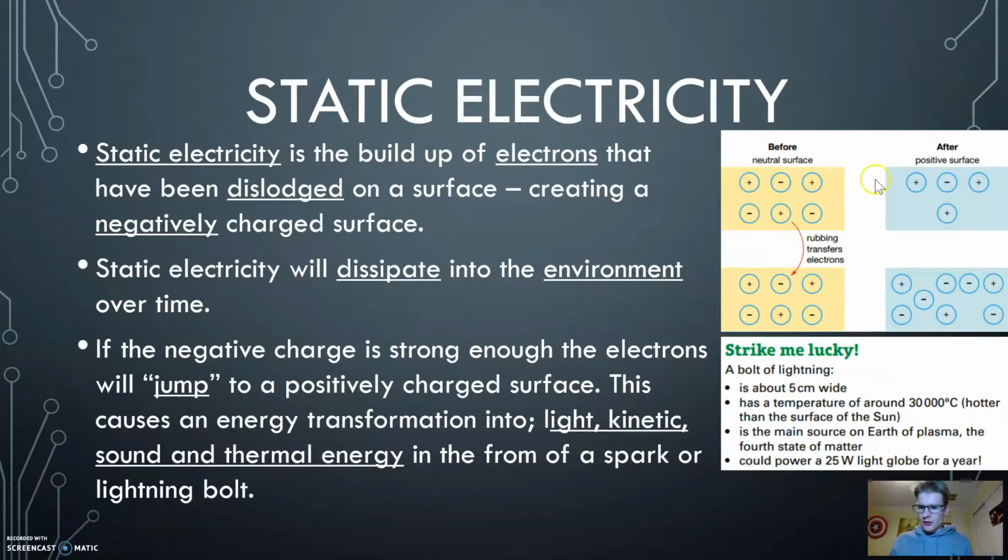So we see in this diagram, we have electrons moving from one surface to the other. That makes this surface positively charged and this surface negatively charged, and then they return back to normal. Sometimes when they return to normal, that can release a lot of energy. It didn't in the case with the balloon. There wasn't much energy in the return. But sometimes there's a lot of energy, and you can see a spark.